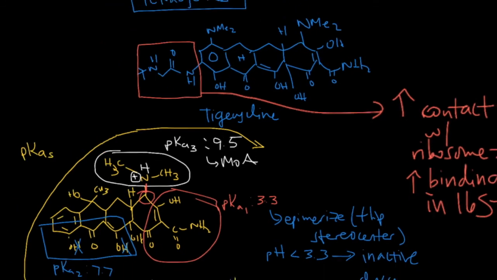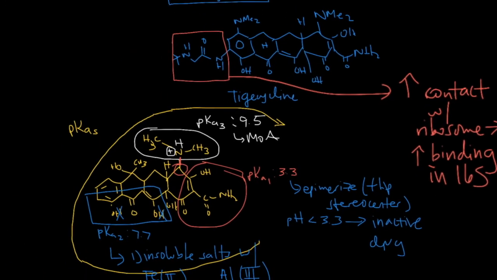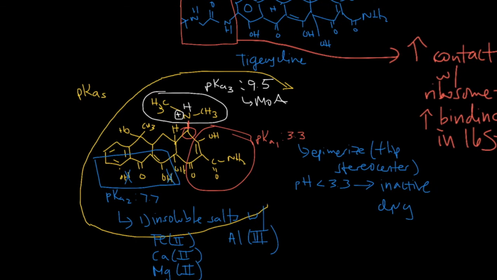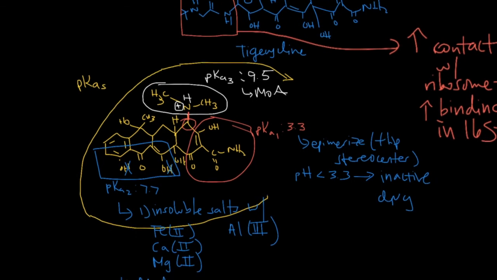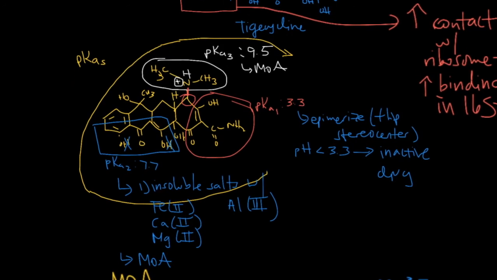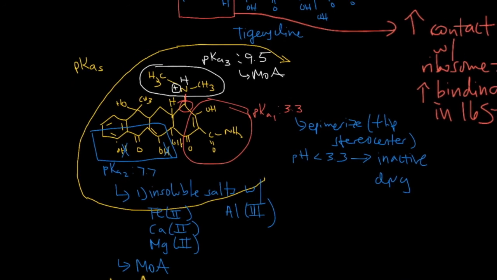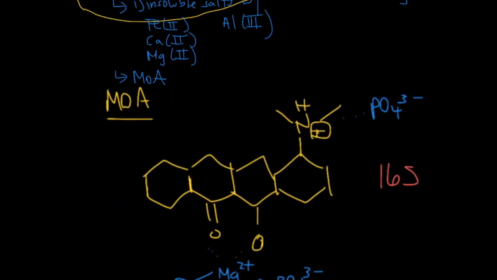Remember all the different pKa's, 3 o'clock, 7 o'clock, and 9 o'clock: 3.3, 7.7, and 9.5. pH less than 3.3 at 3 o'clock inactivates the ring by epimerization. At 7 o'clock, you form insoluble salts with Fe2+, Ca2+, and aluminum 3+, and you also form interactions with magnesium in the ribosome. At 9 o'clock, pKa 3 at 9.5, you protonate the amine, and you interact with a phosphate group in the ribosome, which is shown here.